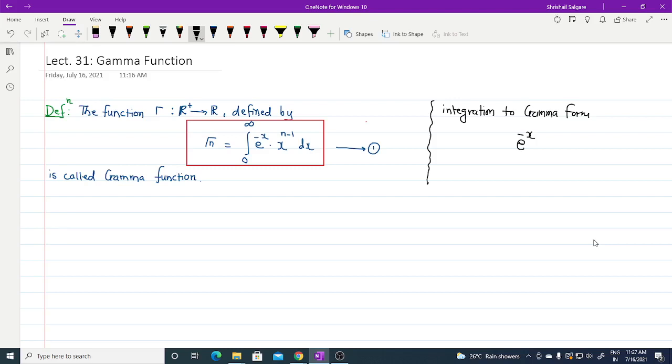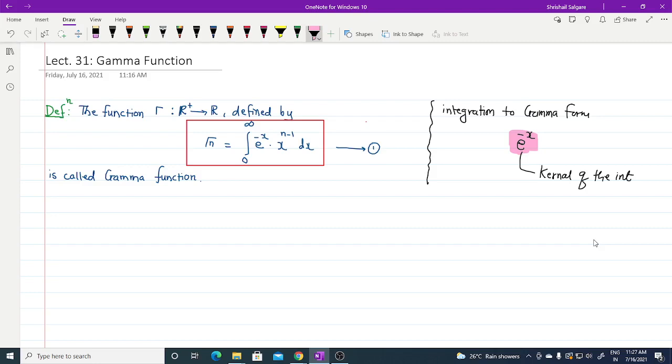Here x is the parameter, e raised to minus x, and this is called the kernel of the integral. So our focus should be to obtain e raised to minus x. It is independent of the parameter, and you may use any other parameter also. So this e raised to minus x is called the kernel of the integral, and our focus should be to obtain limits 0 to infinity and e raised to minus x as the term.